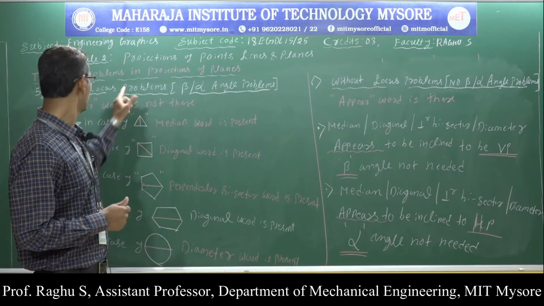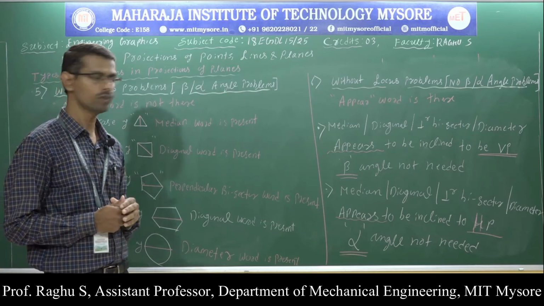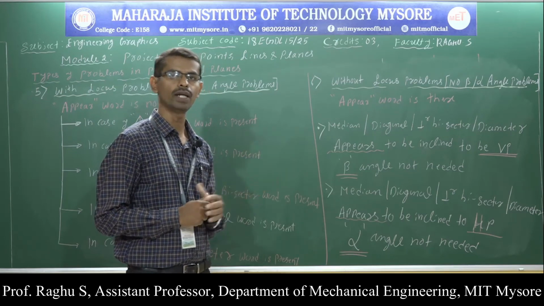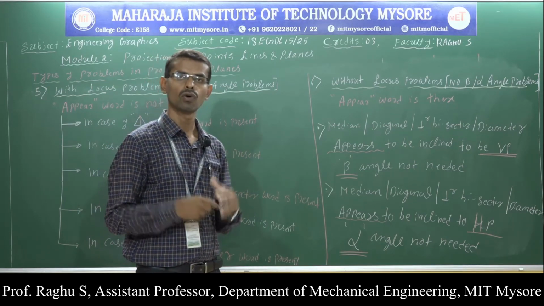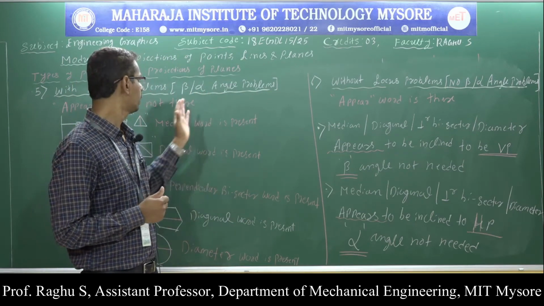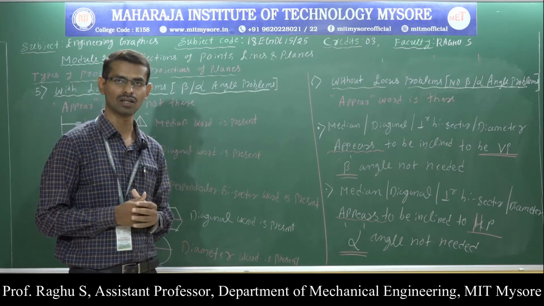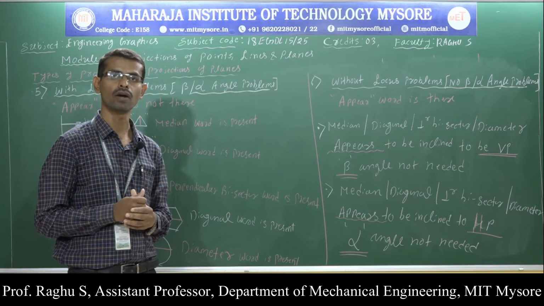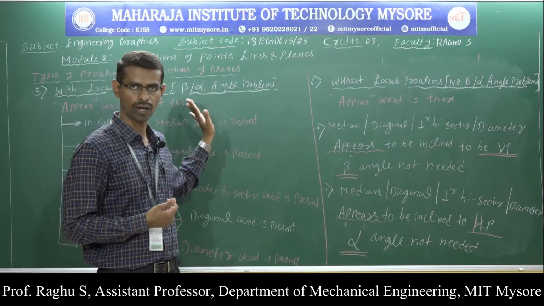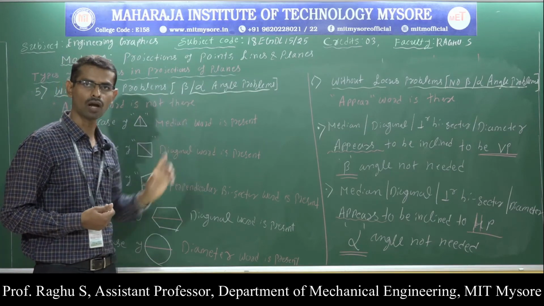Next one: with locus problems means beta angle and alpha angle problems, and without locus problems means no beta angle and alpha angle problems. So when do we need beta angle and when do we need alpha angle? We have already discussed in projections of lines that beta angle and alpha angle are apparent inclinations, and angles theta and phi are true inclinations. So when do we need apparent inclinations, that is, beta angle and alpha angle? Let us discuss. That is with locus problems, meaning beta angle and alpha angle problems.